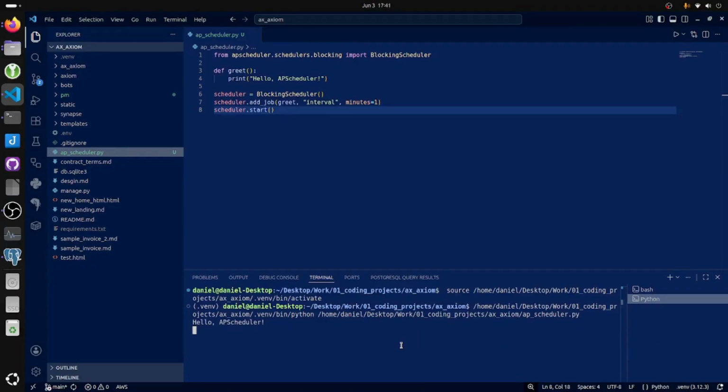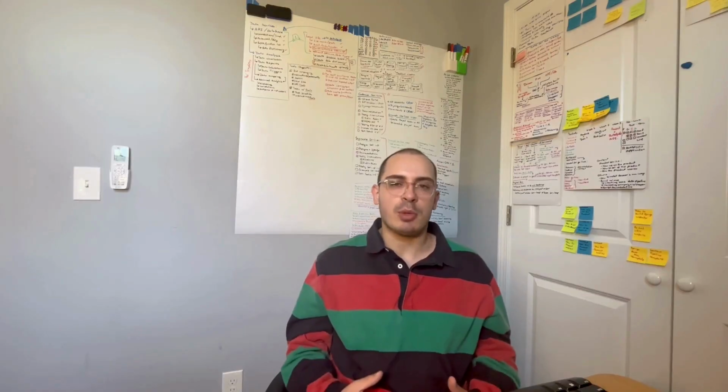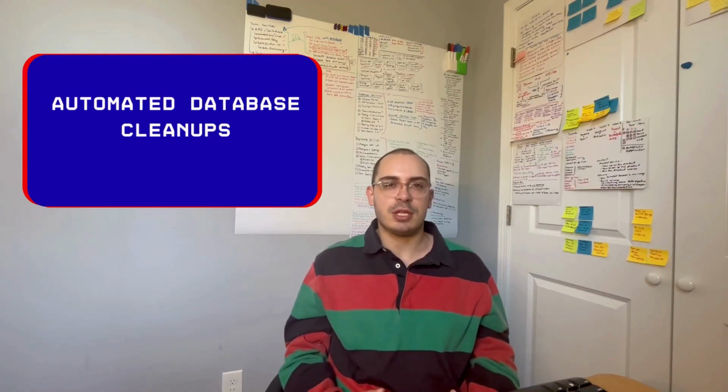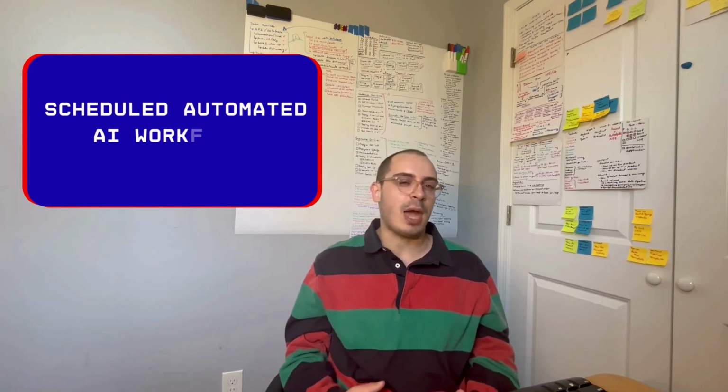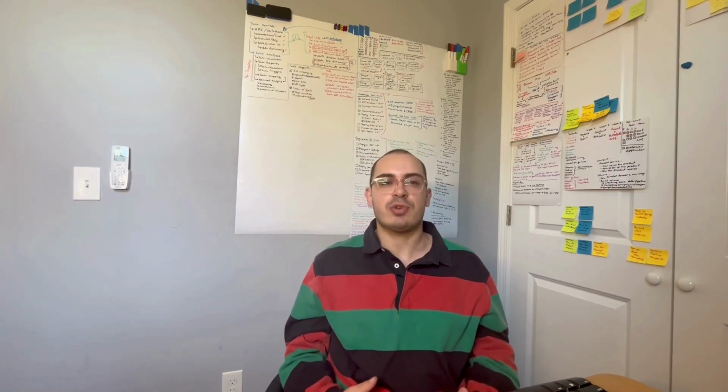As you see, 1 minute later, it has now ran the test. Some of the common uses include automating database cleanups, fetching some API data periodically, or even automating some background AI tasks. The sky is really the limit.